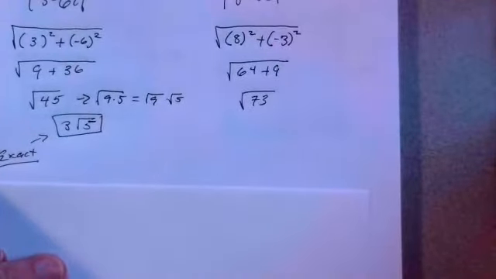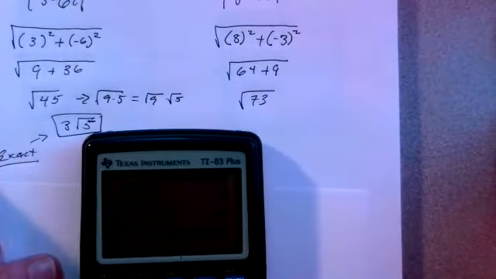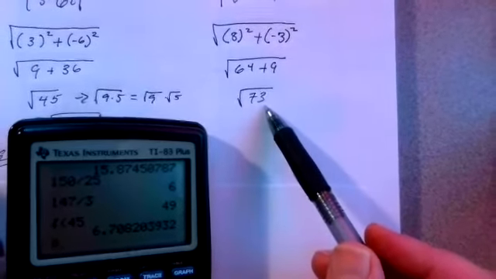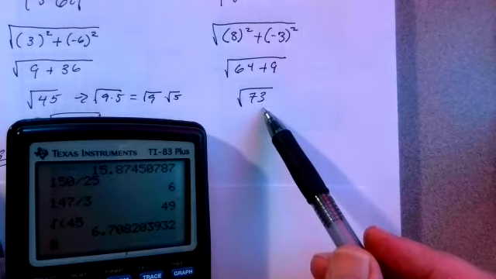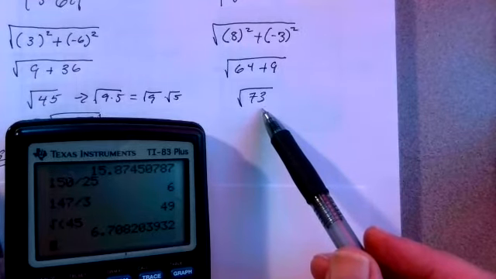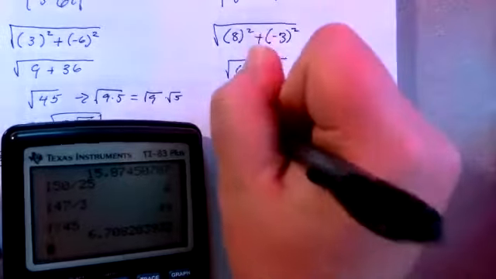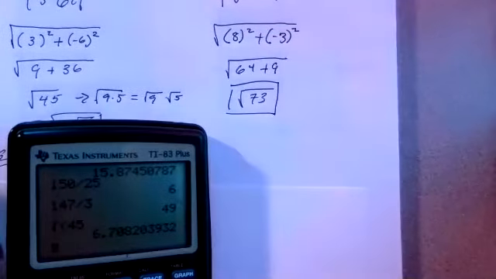And the square root of 73, I could try a bunch of different perfect squares. 4, 9 is not in there, 16 is not in there, 25, 36, 49, no. So this I can't simplify any further.